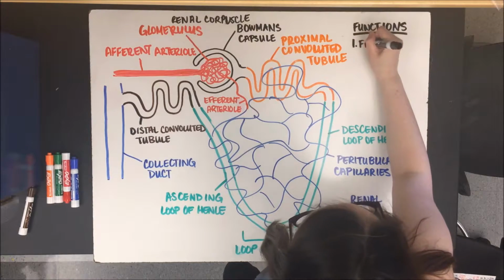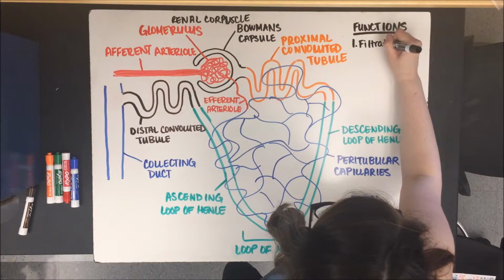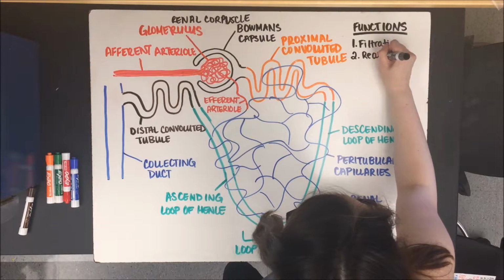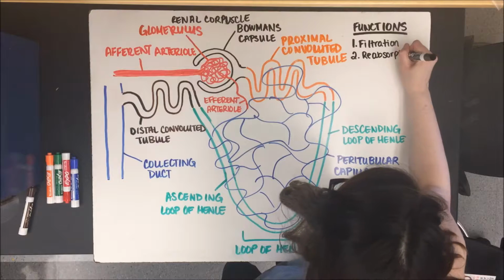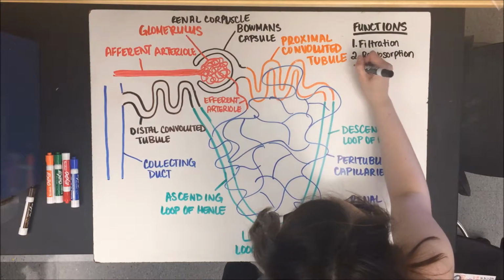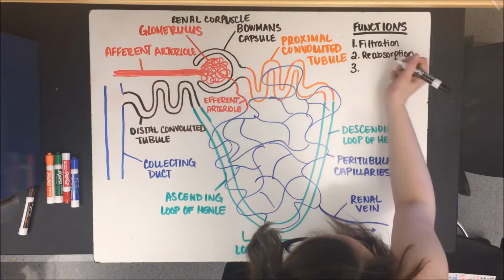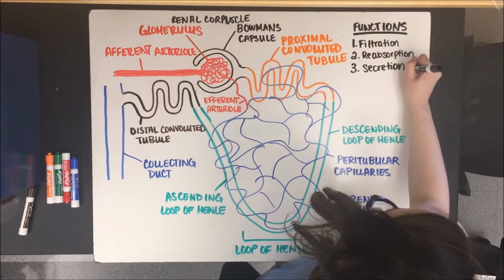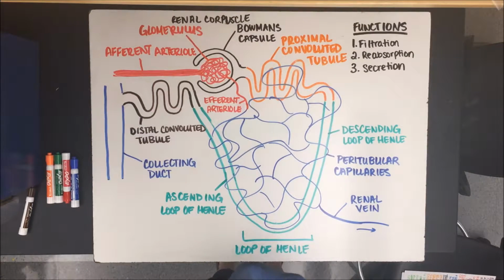The first one is called filtration. Number two is reabsorption. And the third is secretion. So this is how we're going to keep these functions in mind as we go through and talk about the anatomy and the structures of the nephron. And remember, you always want to keep structure versus function in mind when you think about anatomy and physiology.